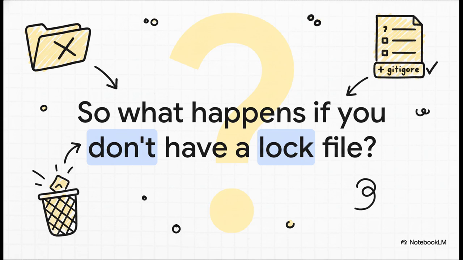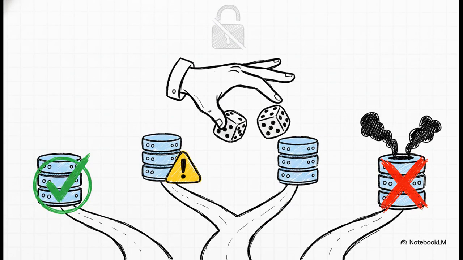So this brings up a pretty obvious question, right? What's the big deal? What if I just delete it? Or maybe I just add it to my .gitignore file. Well, without that lock file, every time terraform init runs in a new environment, you're basically rolling the dice.